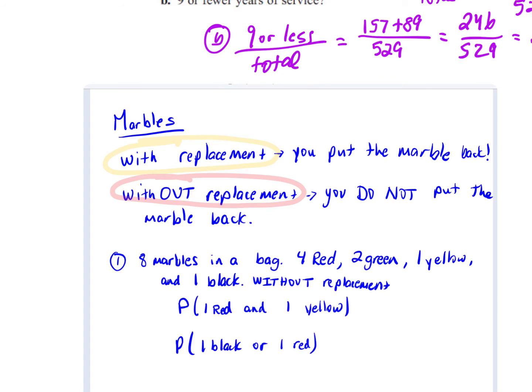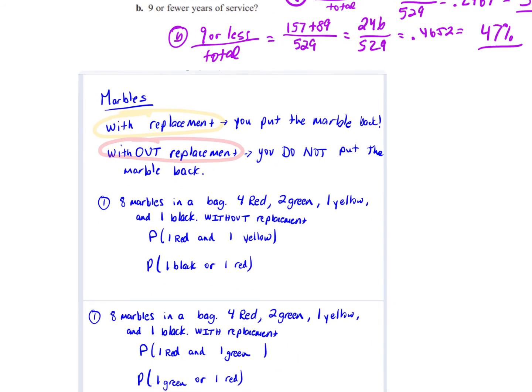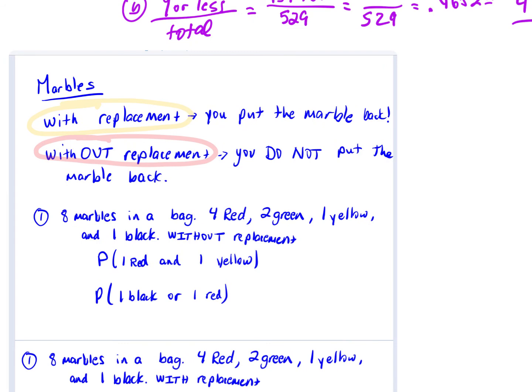If there is replacement, that means there's 10 marbles in a bag. I put my hand in, I take it out, I look at the marble, I put it back in. How many are left when I go to pull out again? 10. That's with replacement. If it says without replacement, that means I reach into my bag of 10 marbles, I pull it out, I look at one, I put it over here. How many are left for me to pull from? 9. Thank you, Richard. That is very important because the denominator changes. That means your numbers are going to change.